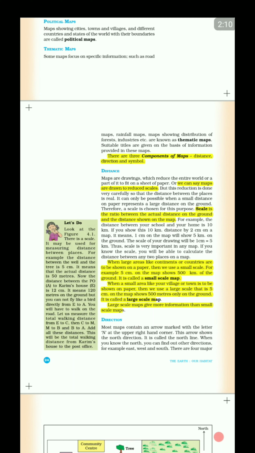So when a large area like continents or countries is to be shown on paper, then we use a small scale. For example, 5 centimeters on the map shows 500 kilometers on the ground. It is called a small scale map. And when a small area like your village or town is to be shown on paper, then we use a large scale, that is, 5 centimeters on the map shows 500 meters on the ground. So a large scale shows larger details. That is the trick to remember.